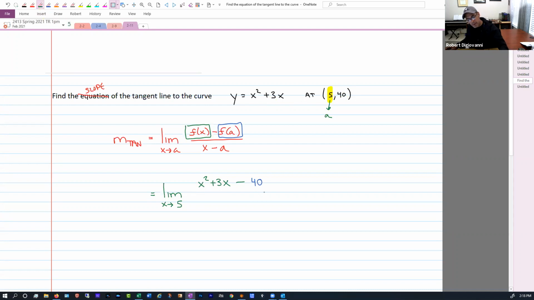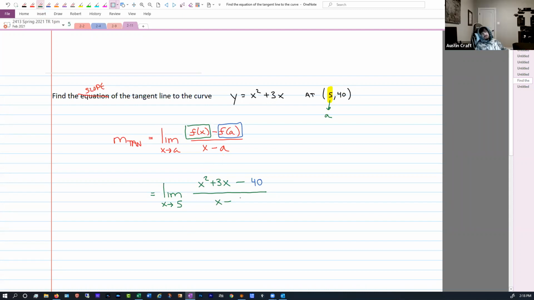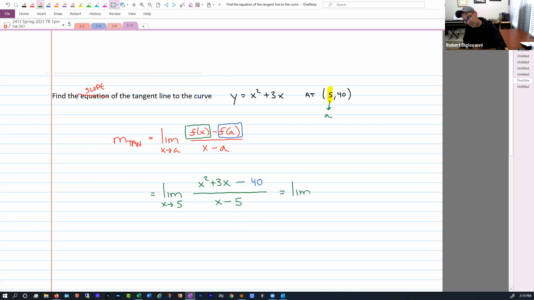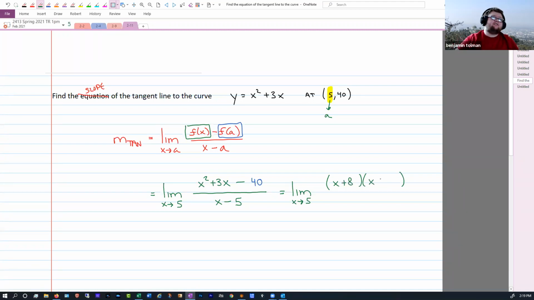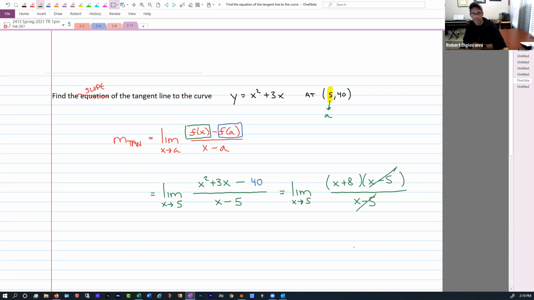And then divide that by x minus 5. Now, if you check right now on this limit, you're going to get 0 over 0. If you try and just plug in 5, you're going to get 0 over 0. So you have to do some algebra first. Does that factor up top? Yes. What is it? x plus 8 and x minus 5. Okay, and when you do that, the x minus 5s will cancel, won't they? Yep. And now you can let x approach 5 and you get 13.